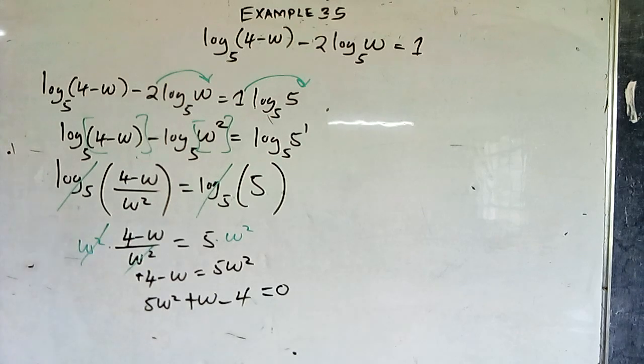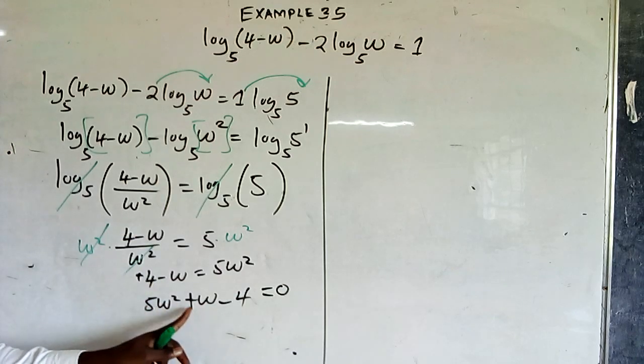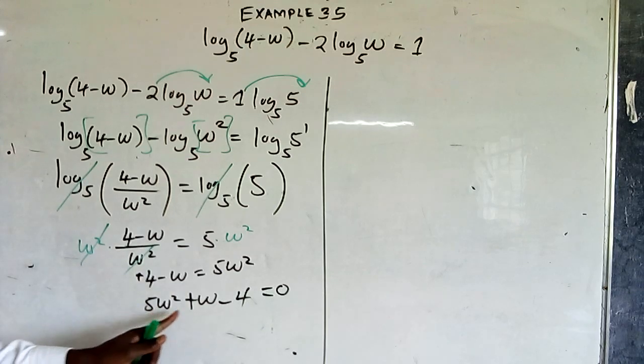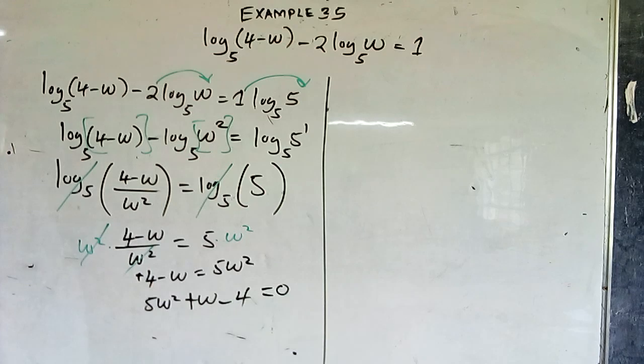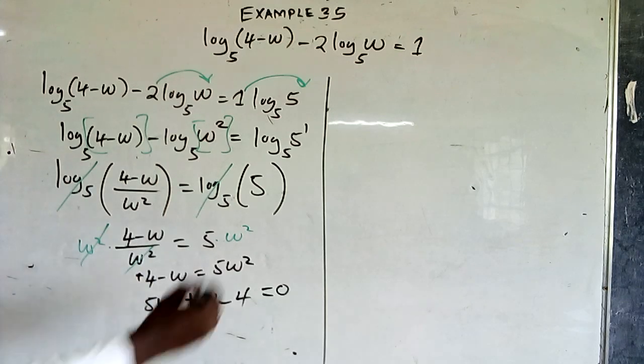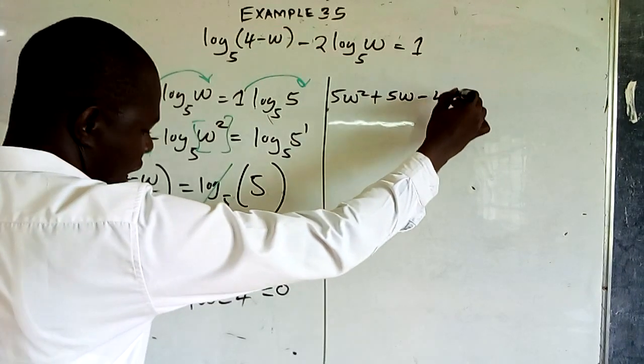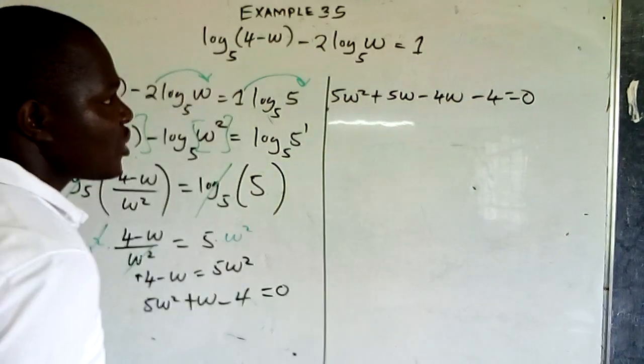So for the quadratic equation, which numbers give you a product of negative 20 and a sum of plus 1? If factorization works, you use factorization. If factorization does not work, use the quadratic formula. Are you clear? Those numbers are 4 and 5, but which one is negative? Because the sum is positive, meaning 5 is positive. So it is plus 5 and negative 4. So we'll have 5w squared plus 5w minus 4w minus 4 is equal to 0.